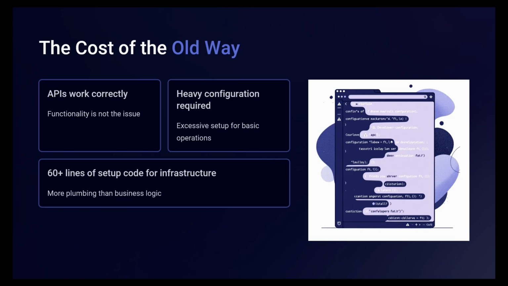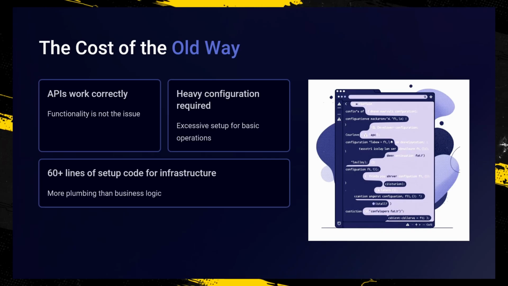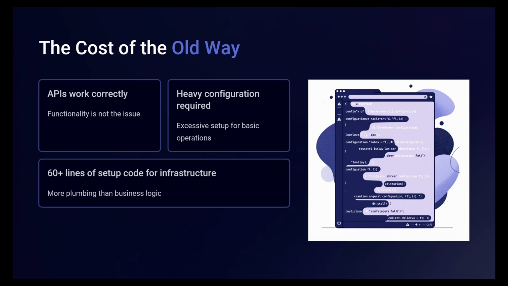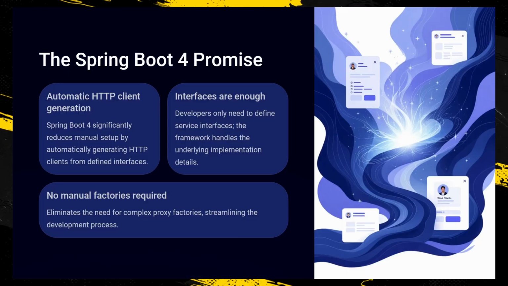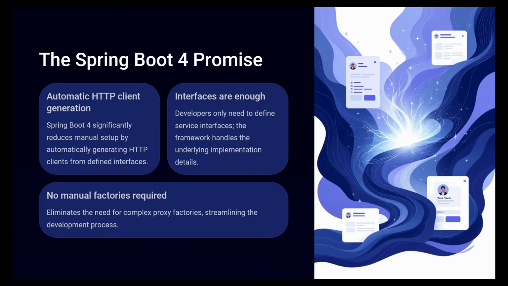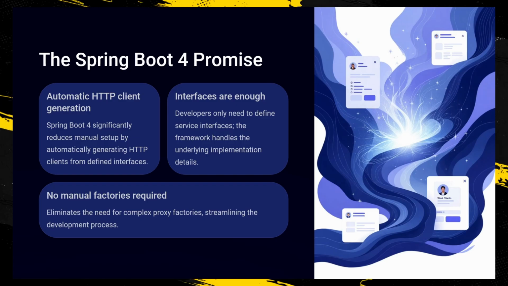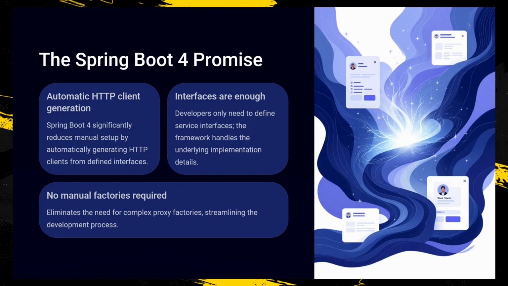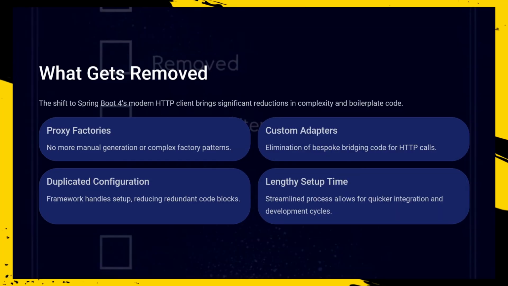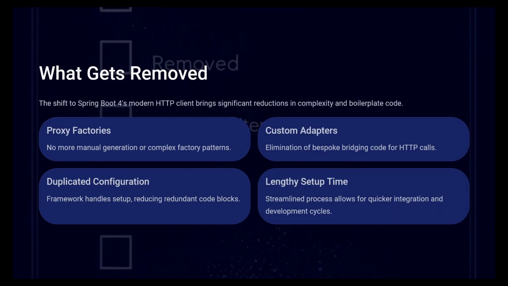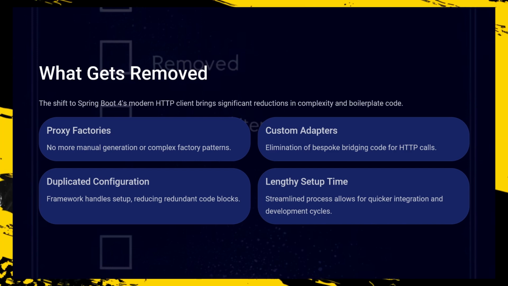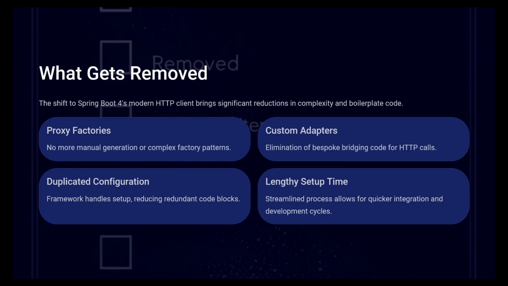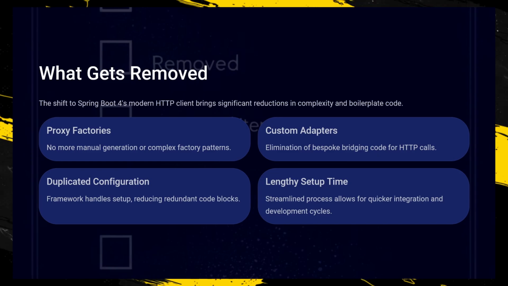But look at the code that we had written. 60 plus lines of code for just doing the configurations. But what if I told you that Spring Boot 4 can create all these HTTP REST clients automatically just by looking at your interface? No factories, no adapters, no duplicate configurations. So let's upgrade and see how much code we can delete.